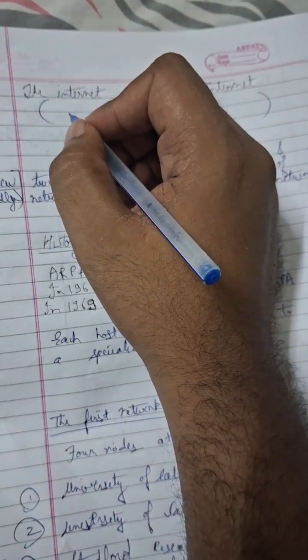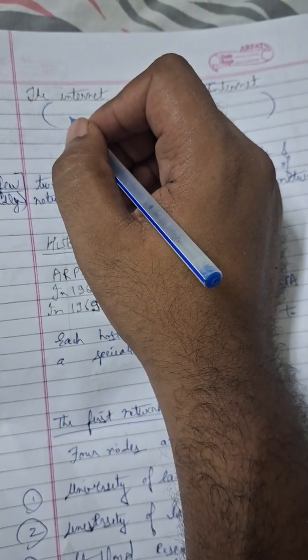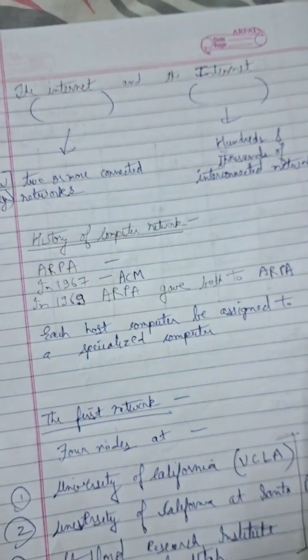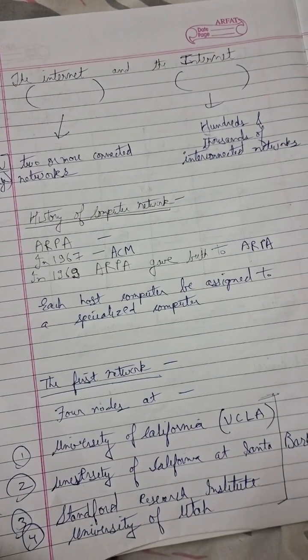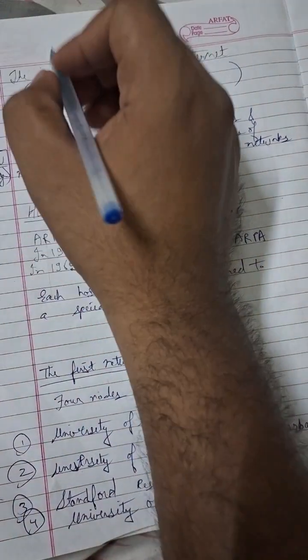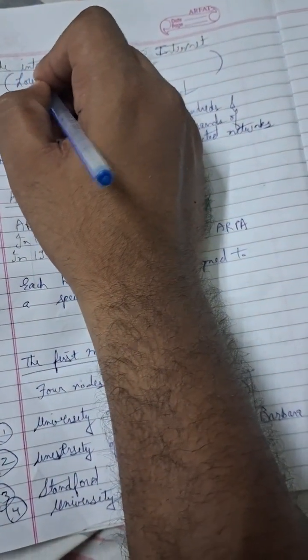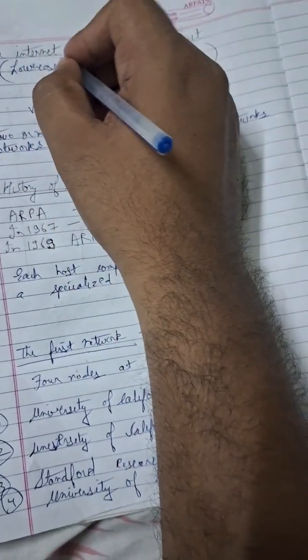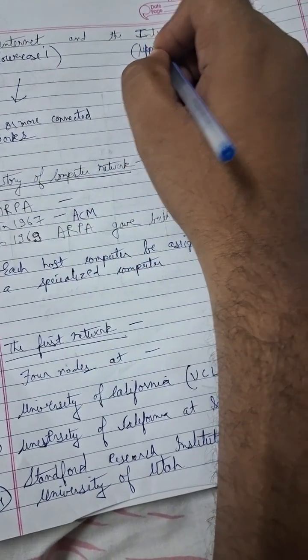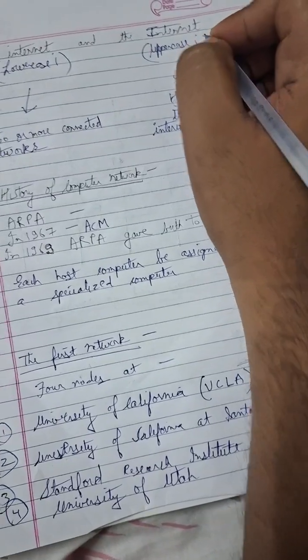So hello, in this video we'll be further continuing our series on computer networks. The first thing we need to understand is the difference between internet and the internet. I mean the internet with a lowercase i and the internet with an uppercase I. These also have a difference between them.